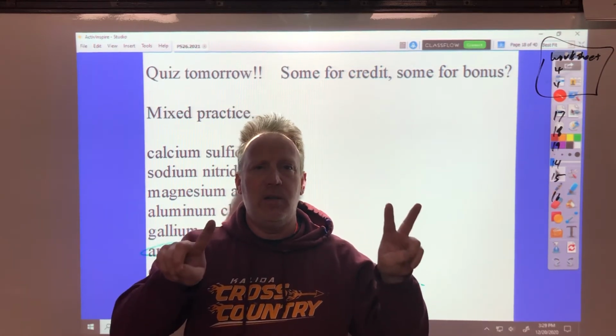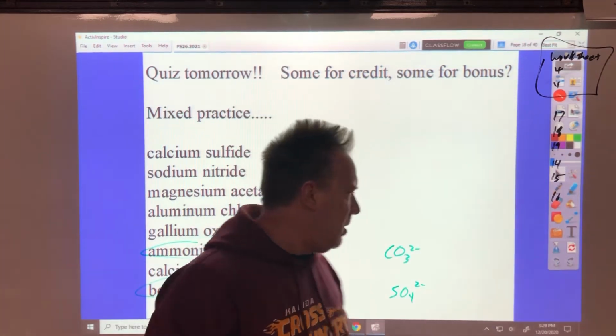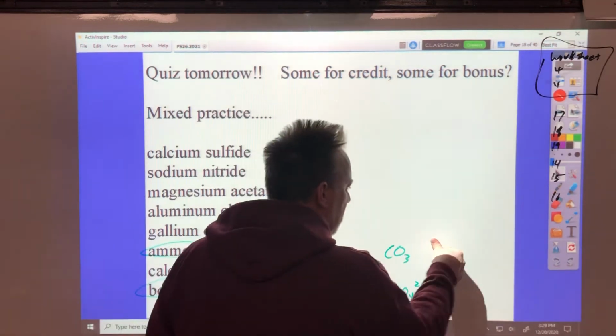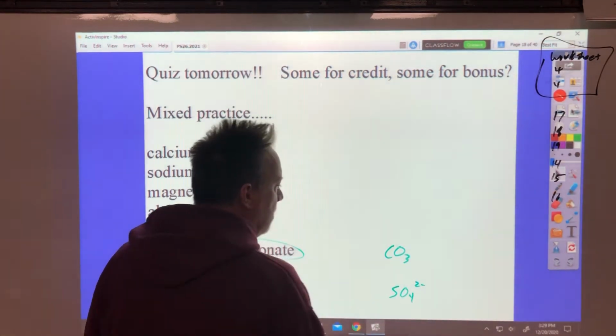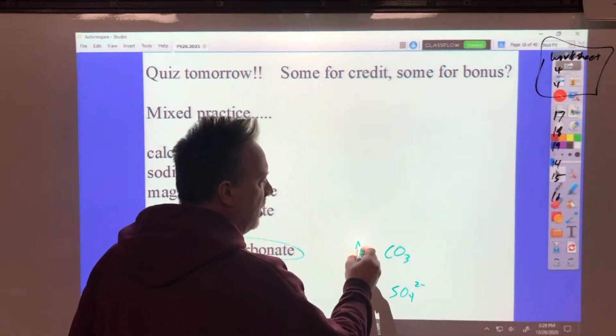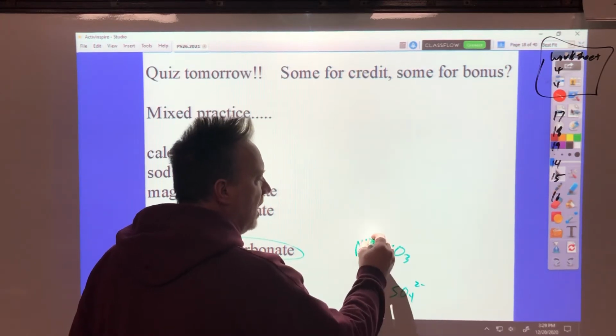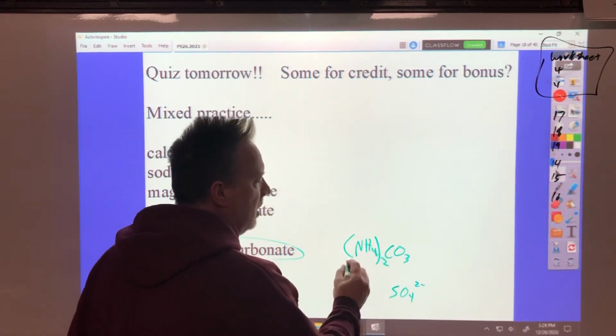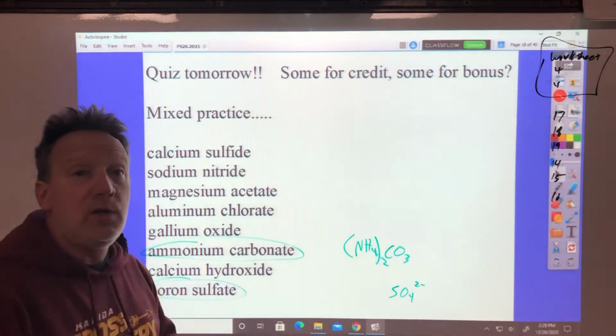How do you make it a match? You have to have another ammonium. Get rid of that charge. So I have to have an ammonium, NH4, and I have to have another ammonium, (NH4)2CO3. You don't put charges in your answer.